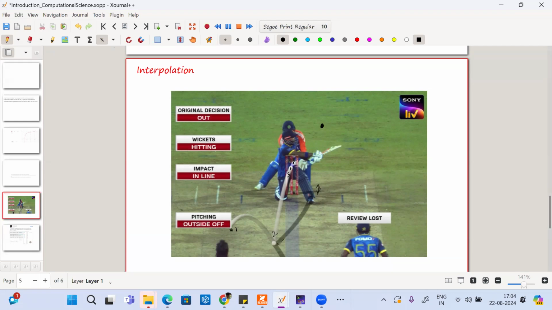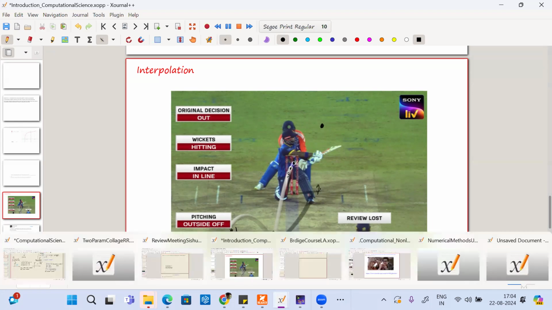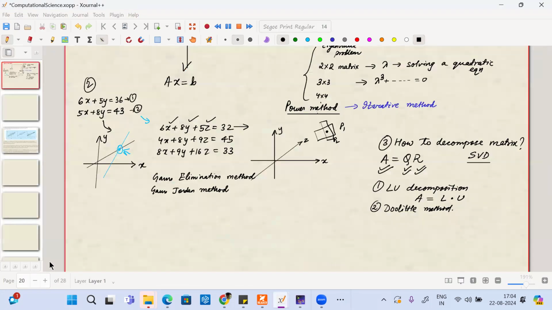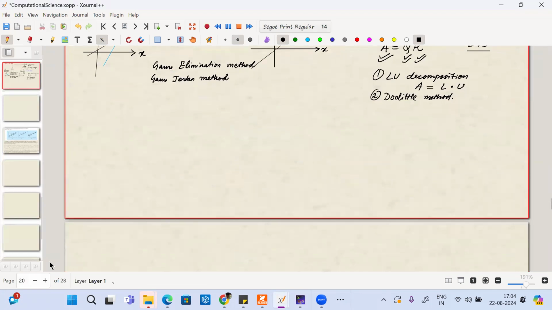So you can see now they are predicting it here, without even the ball hitting in a real scenario. So this is not interpolation, my bad. This is extrapolation. Given these 3 data points, you are extrapolating your data. So this is an example of extrapolation which you can see is used in cricket. So that will be our final part of the course.